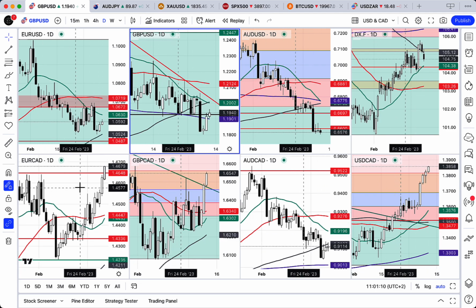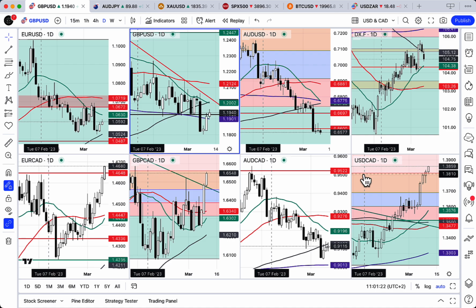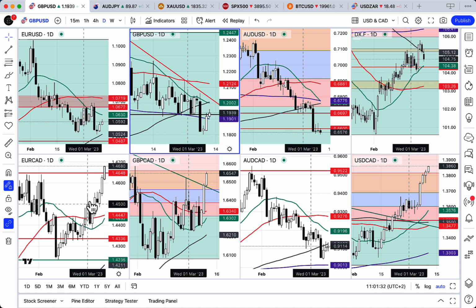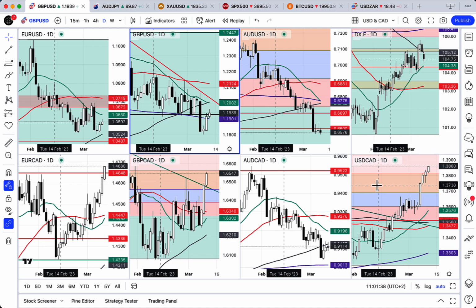Unfortunately, on the Canadian dollar, we were short Euro CAD and we were short US dollar CAD, and Canada decided not to hike its interest rates, which then put pressure on the Canadian dollar, and we saw it weaken against the euro, against the pound, not so much against the Australian dollar, and against the US dollar. So we've seen some strength in CAD.